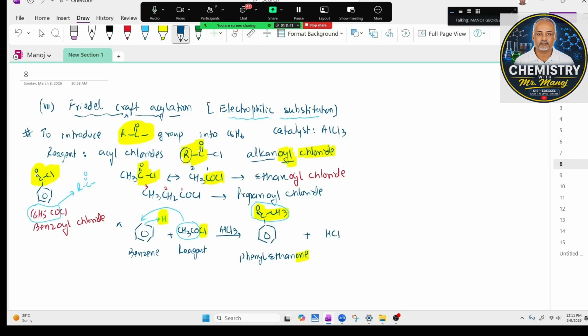I was giving you different examples of the benzoyl chloride reagent. I can work with CH3COCl. I can work with C6H5COCl. It depends on what I want to put on the benzene ring. If I want to put CH3CO, then I need CH3COCl. Remember, that is my RCO, correct?